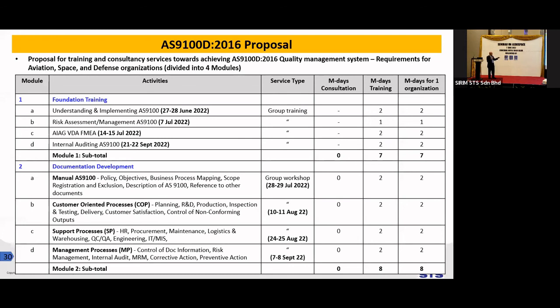We will guide until the complete of the documentation development.